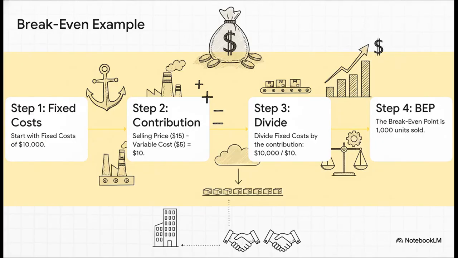Let's just walk through a quick example so it makes sense. Okay, let's say a company has fixed costs of $10,000. They sell their product for $15, and the variable cost for each one is $5. So step two, we do 15 minus 5, which gives us a contribution margin of $10 per unit. Step three, we divide the $10,000 in fixed costs by that $10 contribution. And there you have it. They need to sell exactly 1,000 units just to break even. Every single unit they sell after number 1,000 is profit.